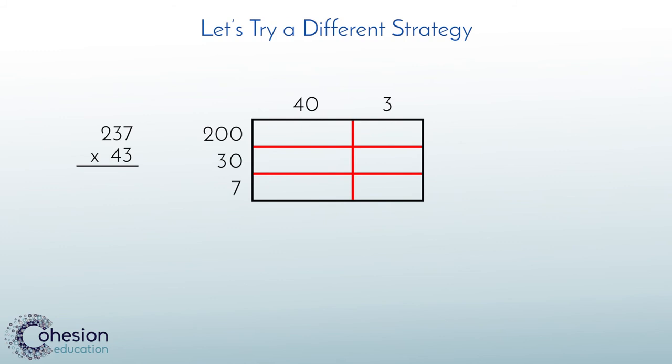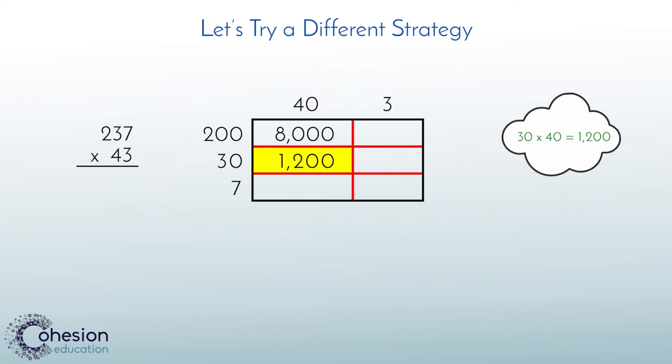We will start with the larger set of numbers and multiply the 200 by the 40. You can see our product of 8,000 is put into the top left square. Moving down, we will multiply the 30 times the 40. The product of 1,200 is put into the middle square on the left. Last, on the left side of our model, we will multiply the 7 times 40 for a product of 280 that is put into the model in the last spot on the left.